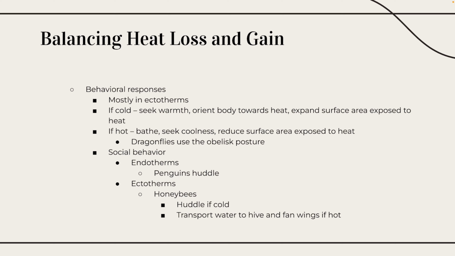A really cool example of this is in dragonflies. They have a posture called the obelisk posture. Essentially, when you see a dragonfly, they're kind of flat, with their wings and everything facing you. But in the obelisk posture, they stand with their body vertical, and that way they have less surface area facing the sun.